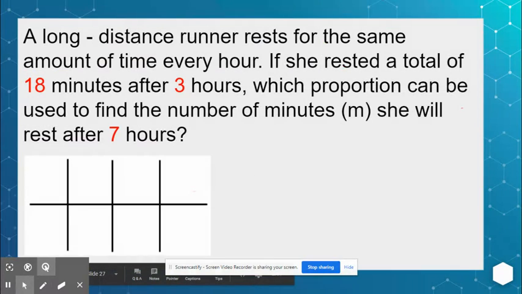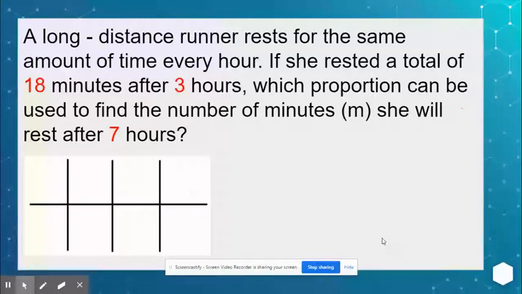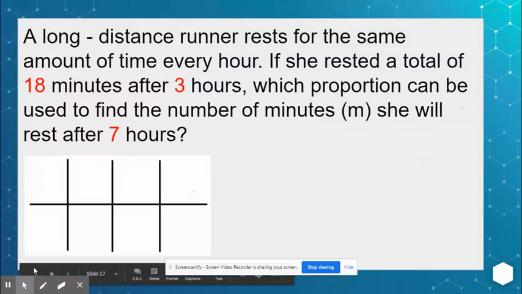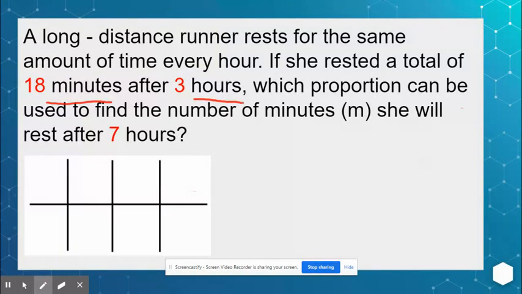Let's go on to the next one. A long-distance runner rests for the same amount of time every hour. If she rested a total of 18 minutes after 3 hours, which proportion can be used to find the number of minutes she will rest after 7 hours? So our label is minutes to hours. What facts do we have? Sorry, that should say minutes, so we don't think it's miles. 18 minutes after 3 hours.